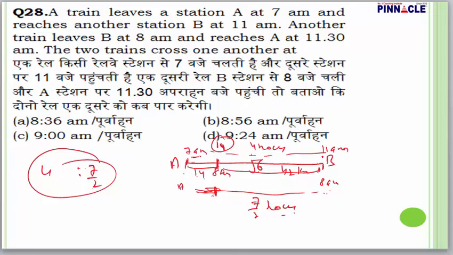So 42 is the distance, and their speeds are in opposite directions. They are going in opposite directions.